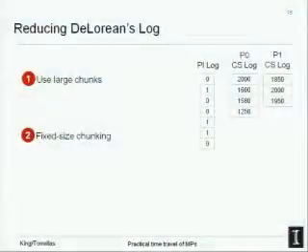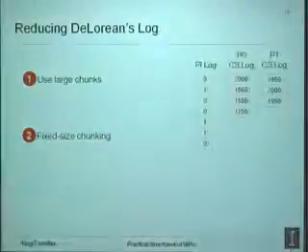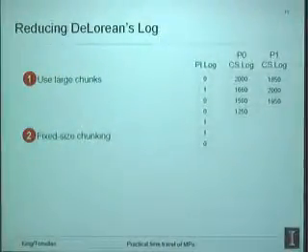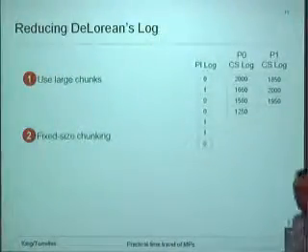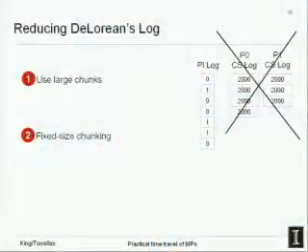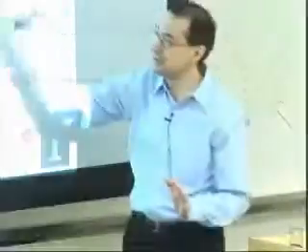Second thing I do is use fixed size chunking, or rather deterministic chunking. If I have, for example, a page fault or whatever that requires me to stop the chunk, as long as this is deterministic, I don't need to log the chunk size. So I'm going to have 2,000 and just remove this, making the chunk size deterministic.